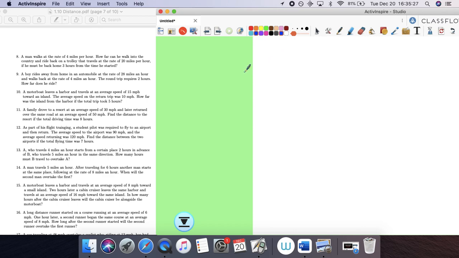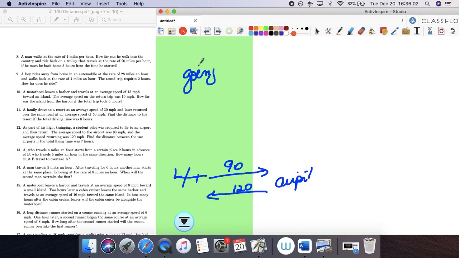Number 12. As part of his flight training, student pilots were required to fly to an airport and return. So let's make an airplane. Okay, here's the airport. So he's here. He's going to fly to the airport, and then he was going to come back. Find the distance between the two airports if the total flying time was 7 hours. So again, going was, let's say, 90, and then coming back was 120. I guess you're going with the wind and against the wind, or against the wind and then with the wind. So let's call that going and then coming back.